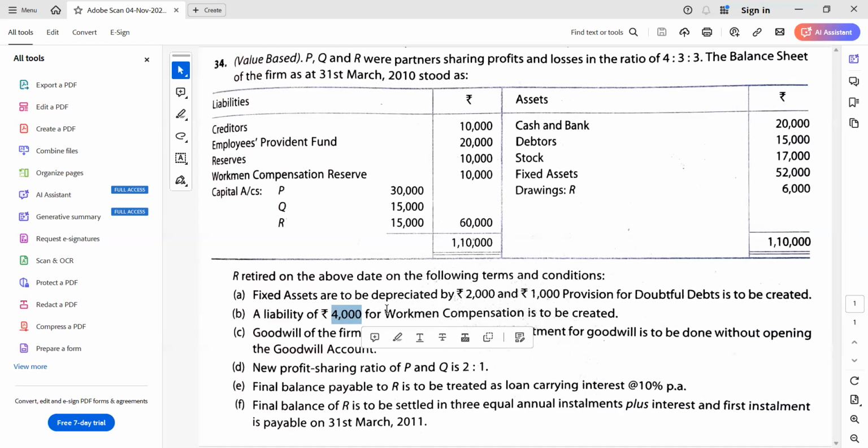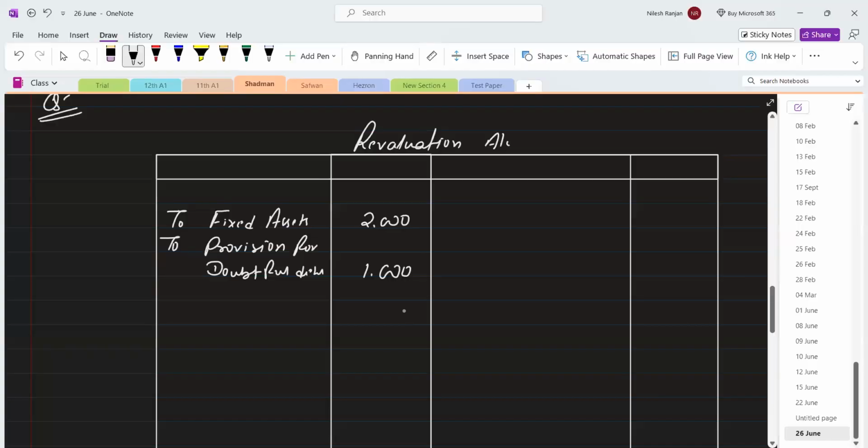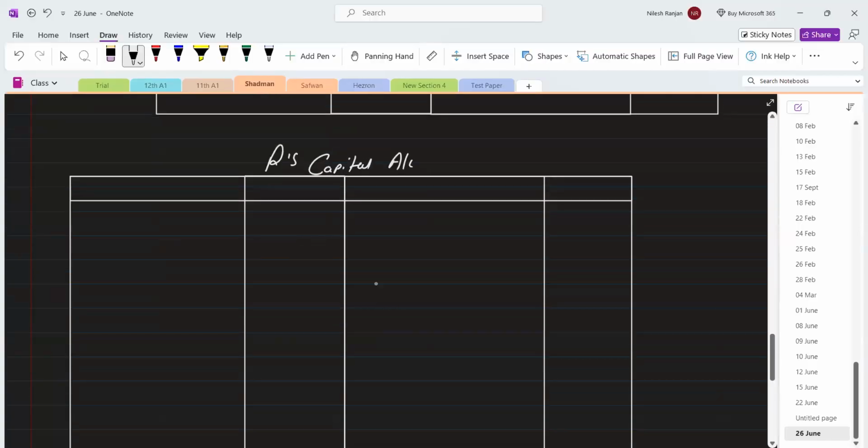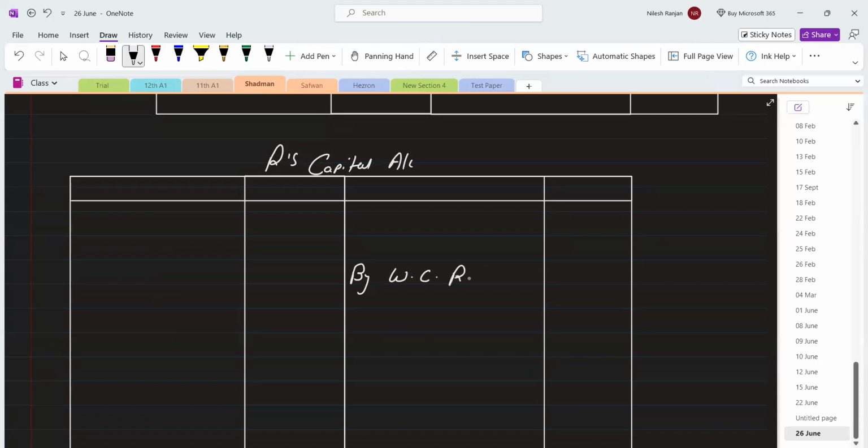So the share of R will be 1,800. So it will go to R capital account by workman compensation reserve. It is 1,800.